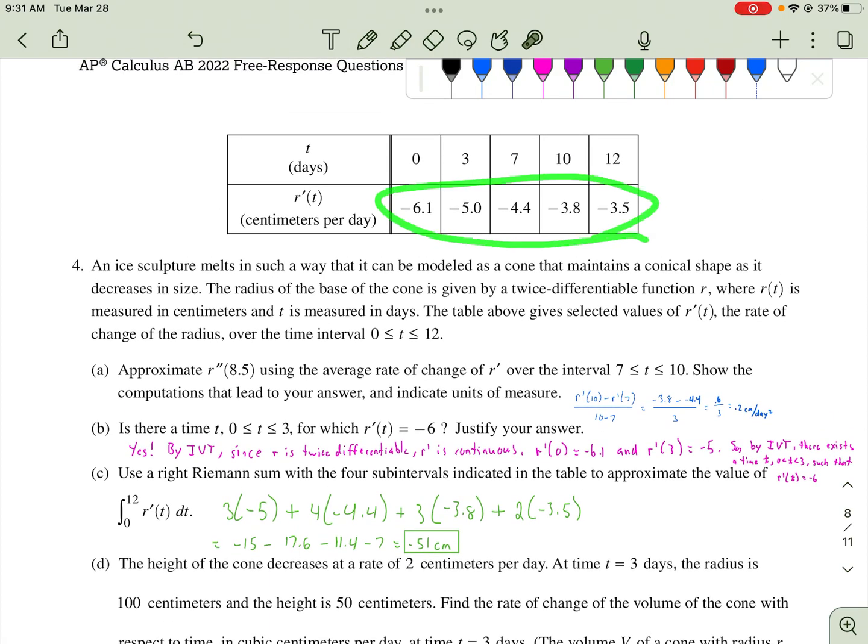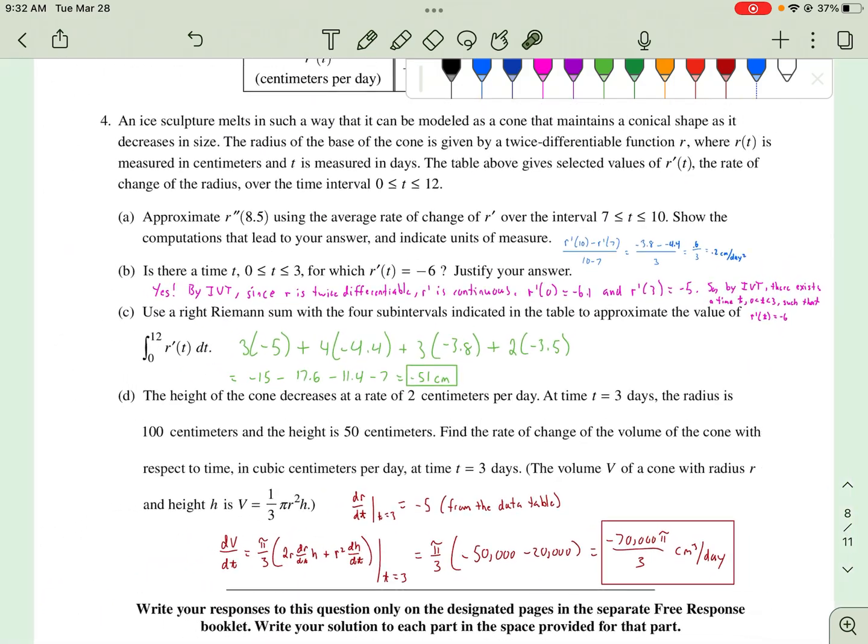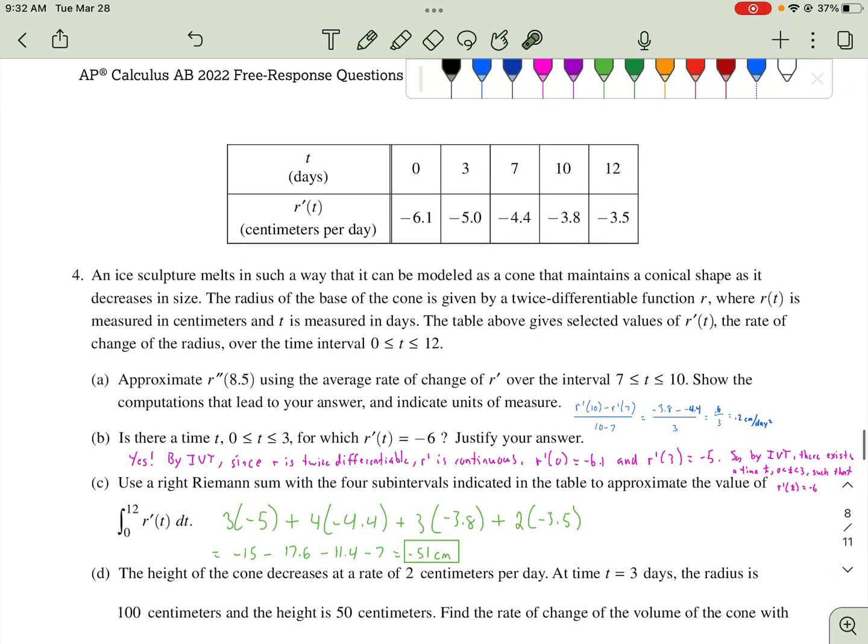So on this one, we have r prime values right here. Does it ever equal exactly -6? Well, yes. You do have to say that r prime is continuous. We know r prime is continuous because the radius is a twice differentiable function of r, which means if it's differentiable, it's continuous. So do say it's continuous, and then just show the two values where -6 lies between. You can read that to see the explanation.